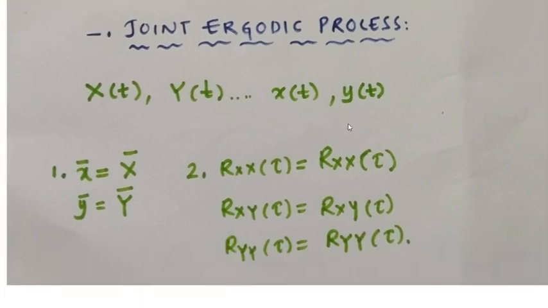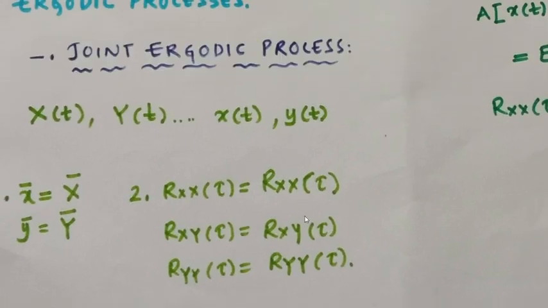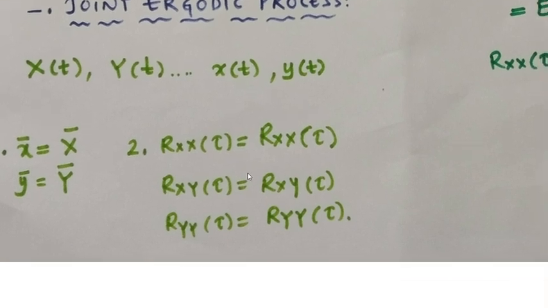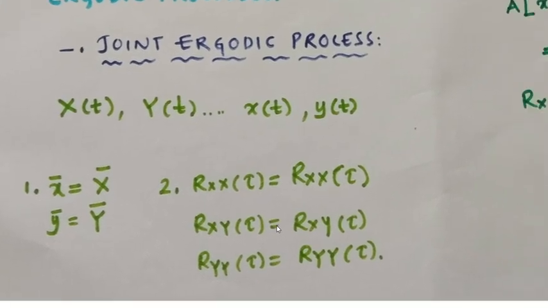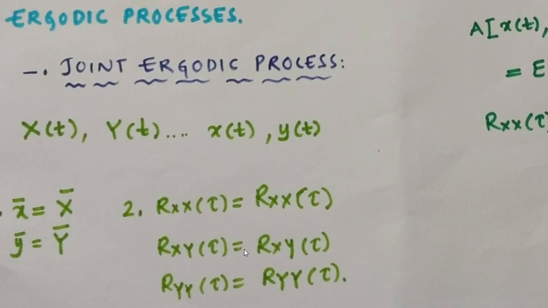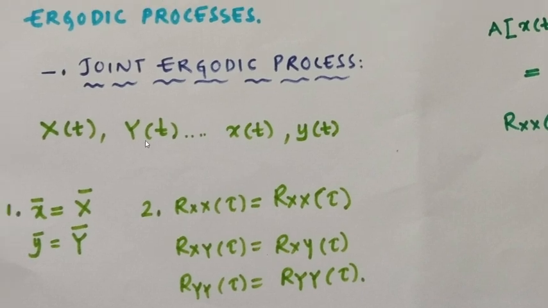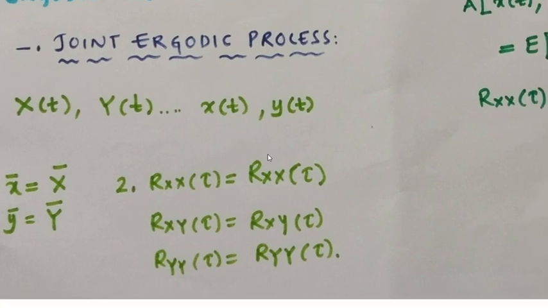And this is about what? This is with respect to their autocorrelation function, R_x(tau) equals R_X(tau). This is with respect to the sample functions, and this is with respect to the complete process only. So if these two conditions are satisfied by the two random processes, that is x(t) and y(t), then those are named as joint ergodic random processes.